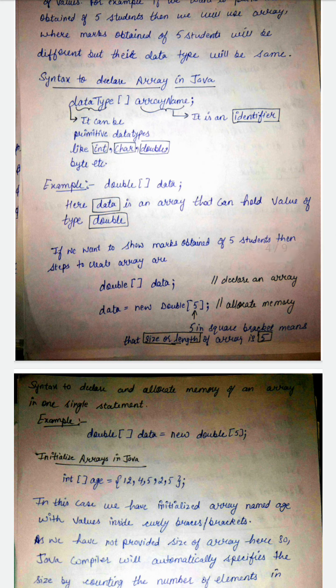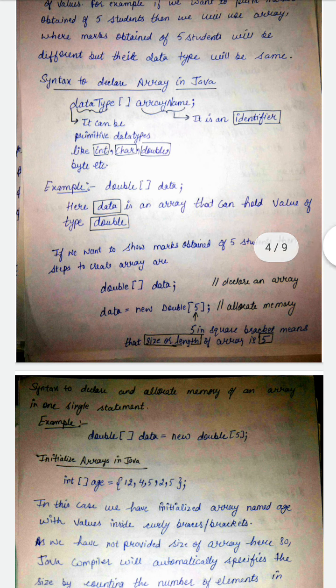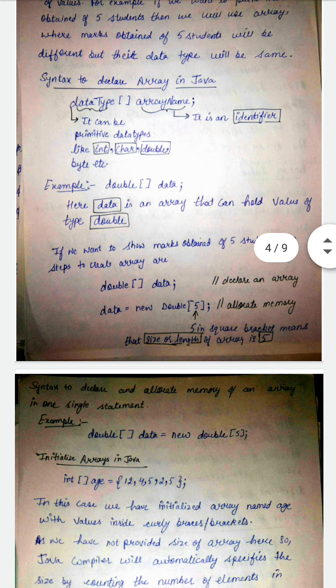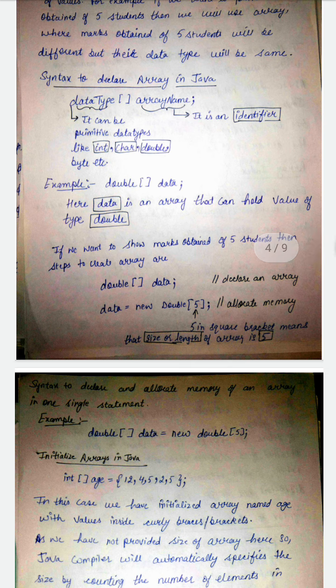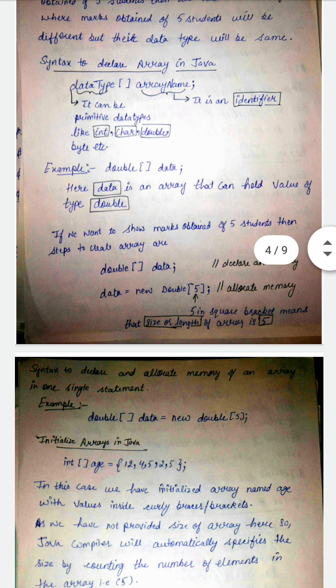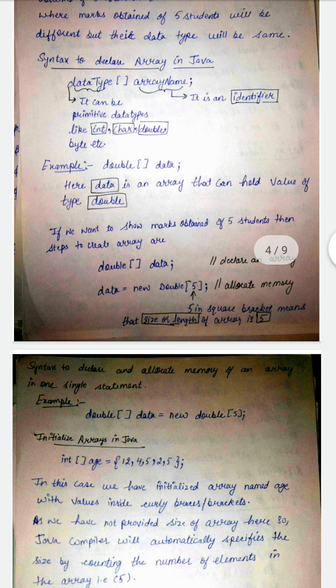After that, square brackets open and close, and then the array name, and then write a semicolon. Okay, so this array name is an identifier. Identifier means it tells us what the array is. Okay, array name. Data type can be primitive. Primitive means integer, char, double, these kinds of values you can use here.